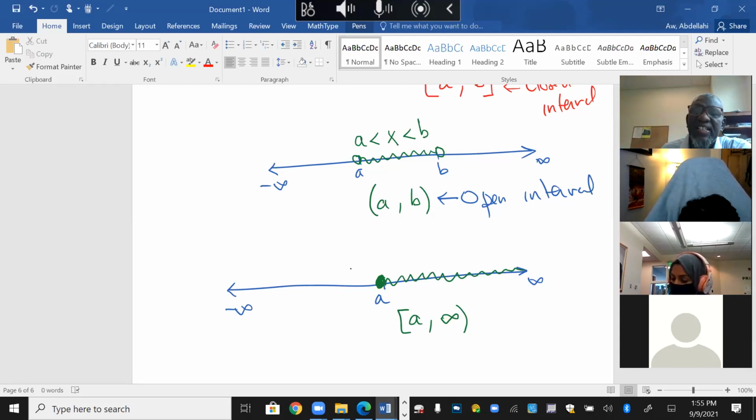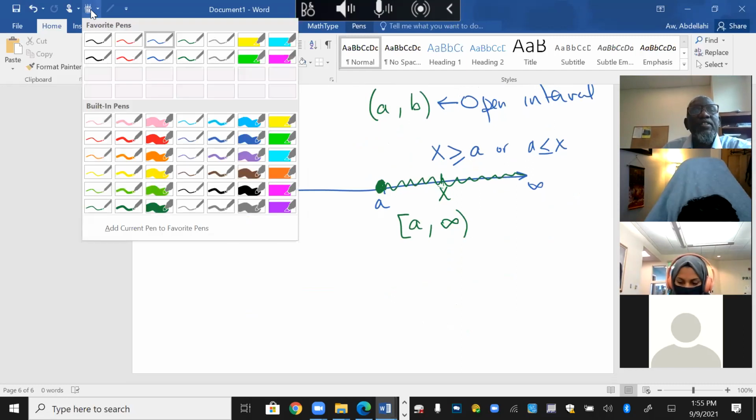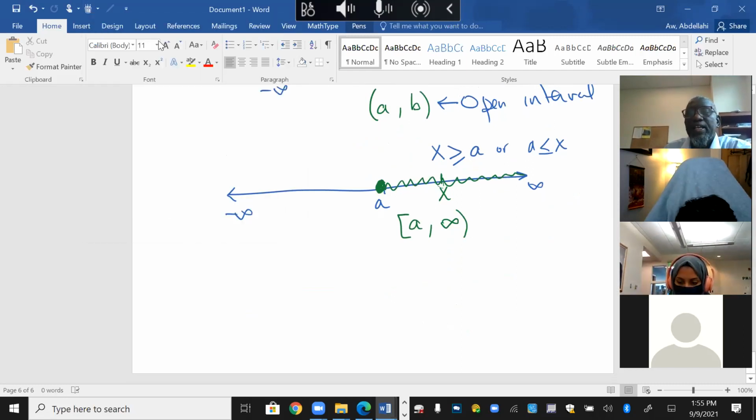And when X is here somewhere, what inequality does X verify? X has to be greater than A. Or we can write A less than X, okay? That is the one.